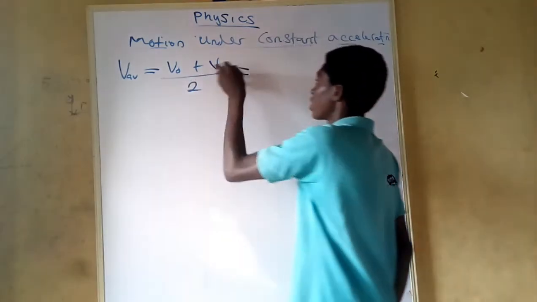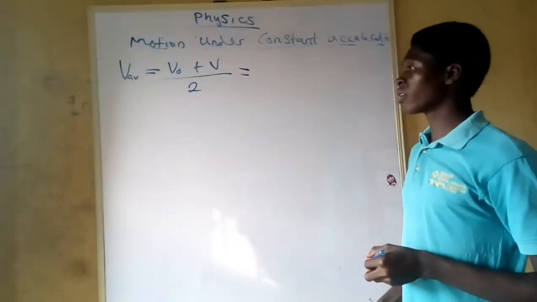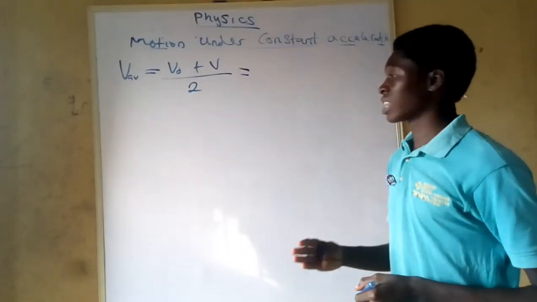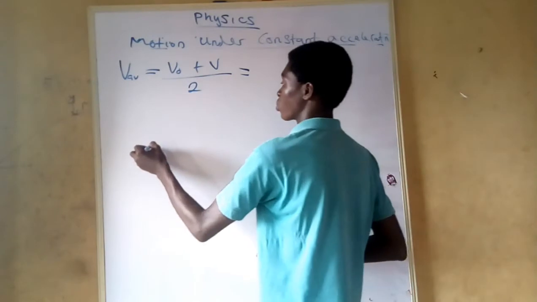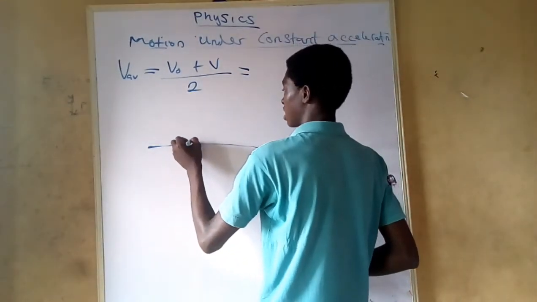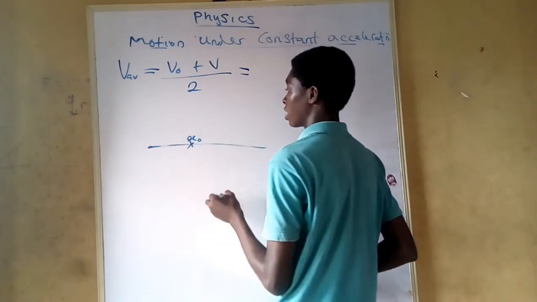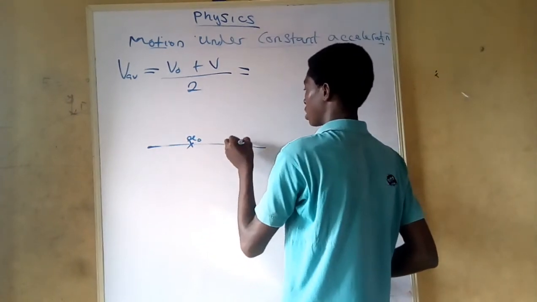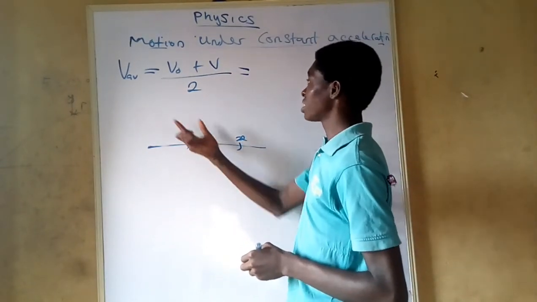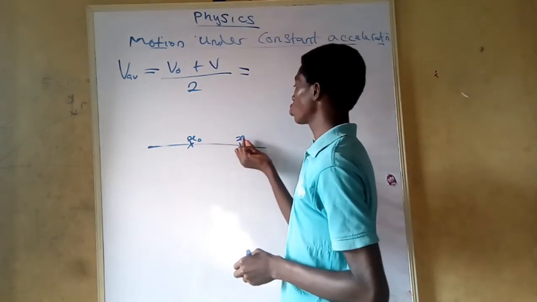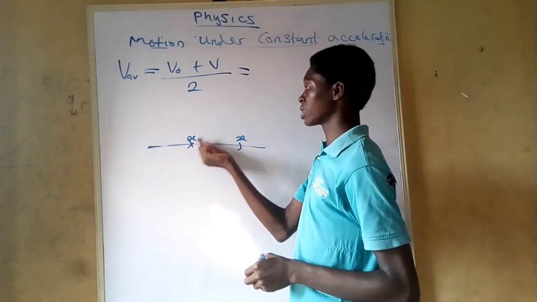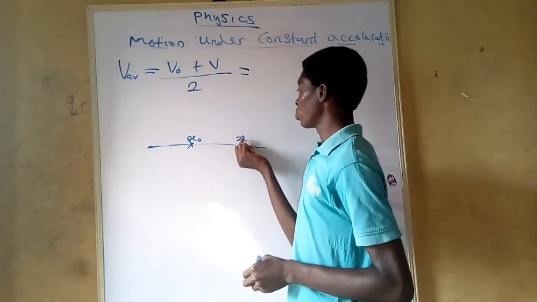Another way you can define average velocity is that you measure the distance it has traveled. Let's say we have a reference point here, right? Now it has traveled a distance x naught here, and then it travels another distance x. Now for us to get the average velocity between these 2 points, we are going to take the displacement. What will be the displacement?